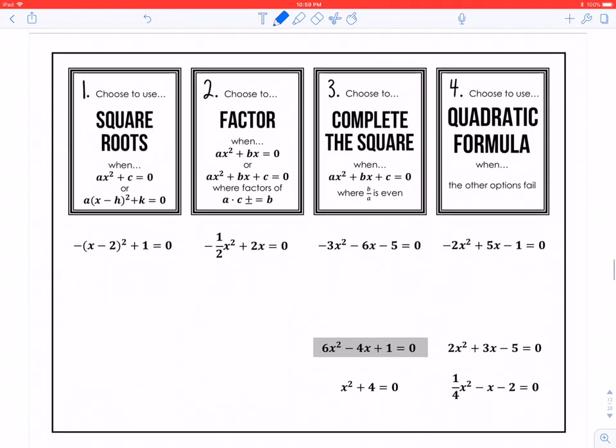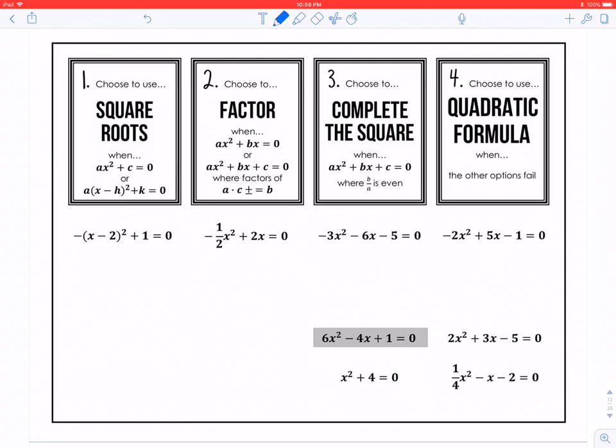Okay, next one. 6x squared minus 4x plus 1 equals 0. Again, I am in standard form. A is 6, b is negative 4, c is 1. So square roots are out because I have both of my linear and quadratic terms. Okay, next up would be factoring. So since I have three terms, I'm going to do a times c. Are there factors of 6 that add to give me 4? Factors of 6 are 1 and 6, that adds to give me 7. 2 and 3, that adds to give me 5. So that's not an option.